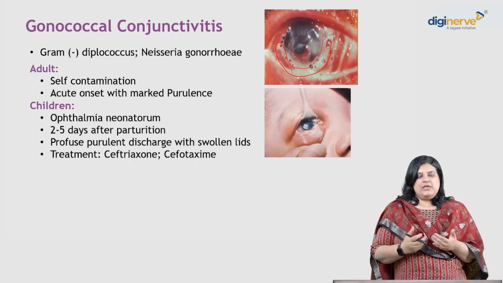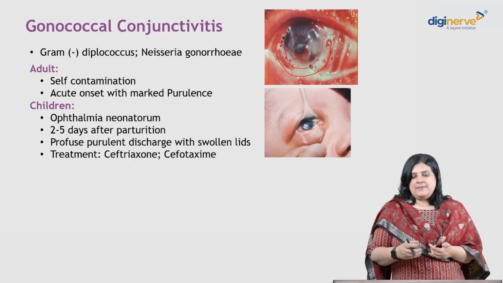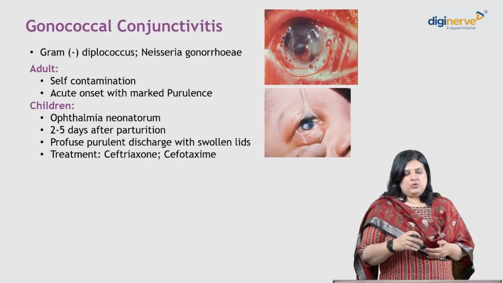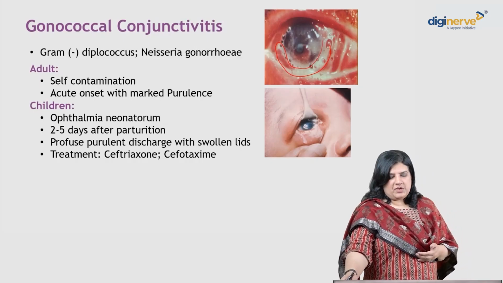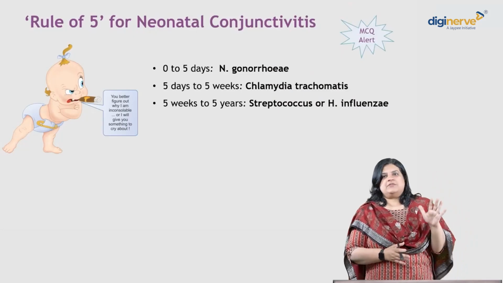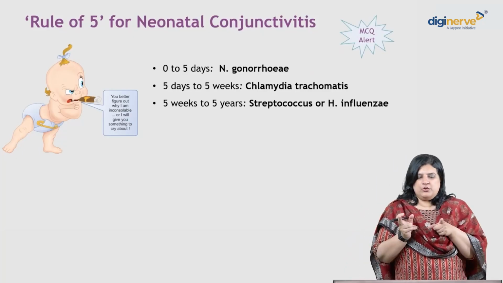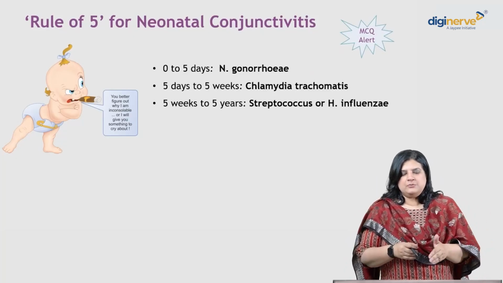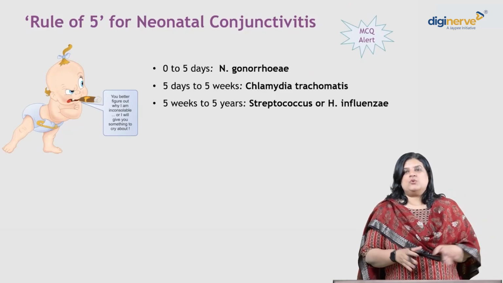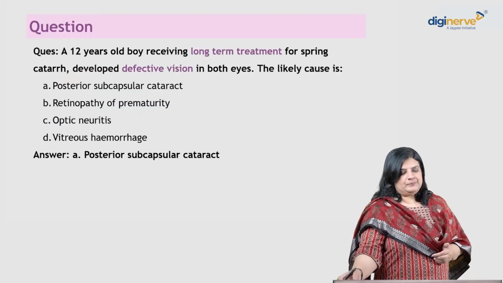There is profuse purulent discharge with swollen eyelids. The treatment is ceftriaxone or cefotaxime. In adults, this condition is because of self-contamination, and there is also an acute onset with marked purulence. The treatment almost remains the same. Remember the rule of 5 for neonatal conjunctivitis. So if the patient is presenting to you 0 to 5 days after birth, think of gonorrhea. 5 days to 5 weeks after birth, think of chlamydia trachomatis. 5 weeks to 5 years, streptococcus or Haemophilus influenzae are more likely to be the culprits.